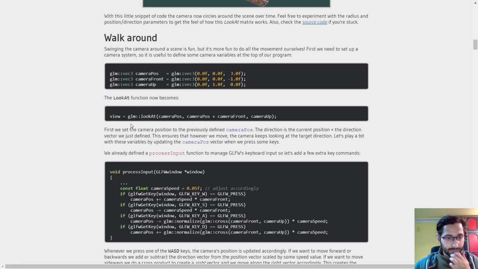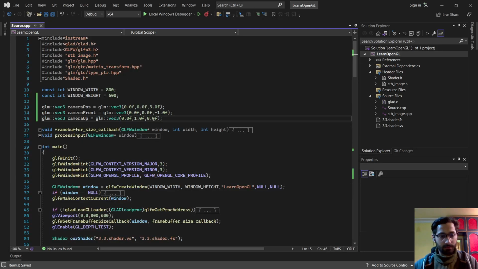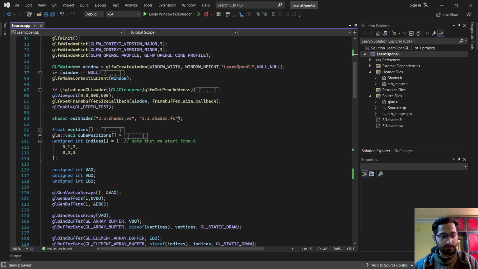Okay, so we have these defined, and now to create the view matrix, you can do glm::lookAt. The first one is going to be the position, the second one is the target, so that'll be the camera position minus the camera front. Here it's doing plus because camera front here is -1. And then the up is just camera up. Okay, let's try that out.